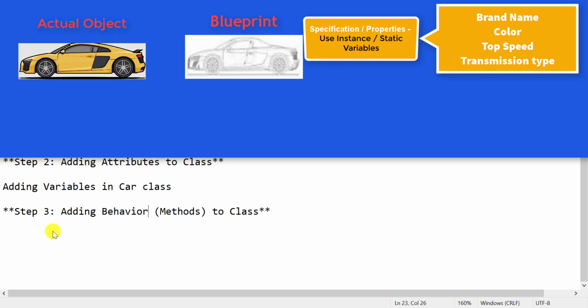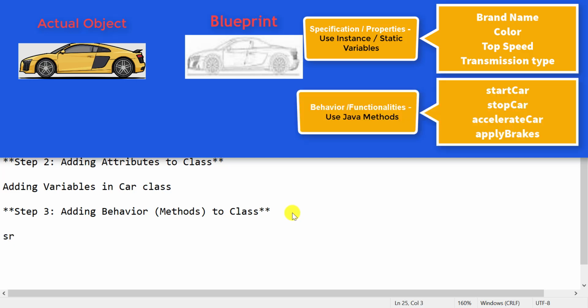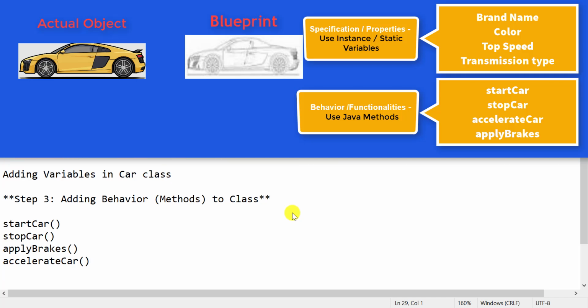The third step will be adding behaviors to the class. Adding behavior means we need to add different methods in the class. For example, you want to add a method for start car or start engine. Some other method can be stop car. These are the behaviors. Then apply brakes, accelerate vehicle. This can be one of our behaviors. This also can be done by using a Java method.